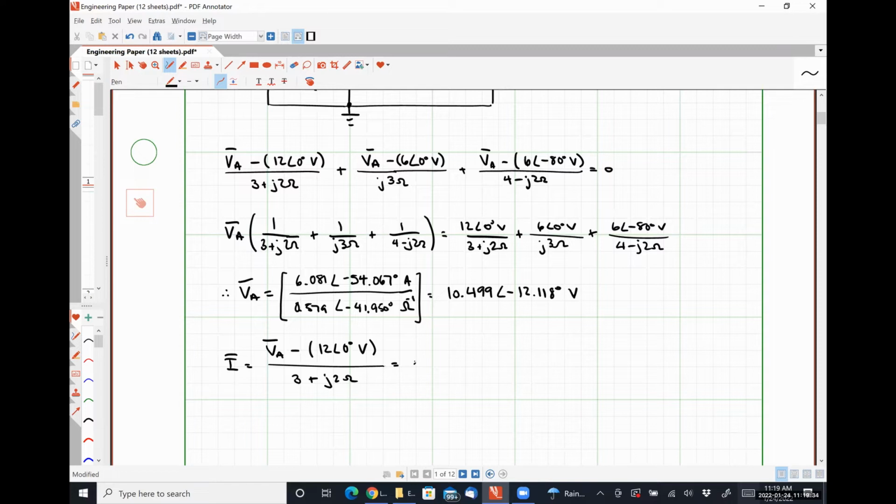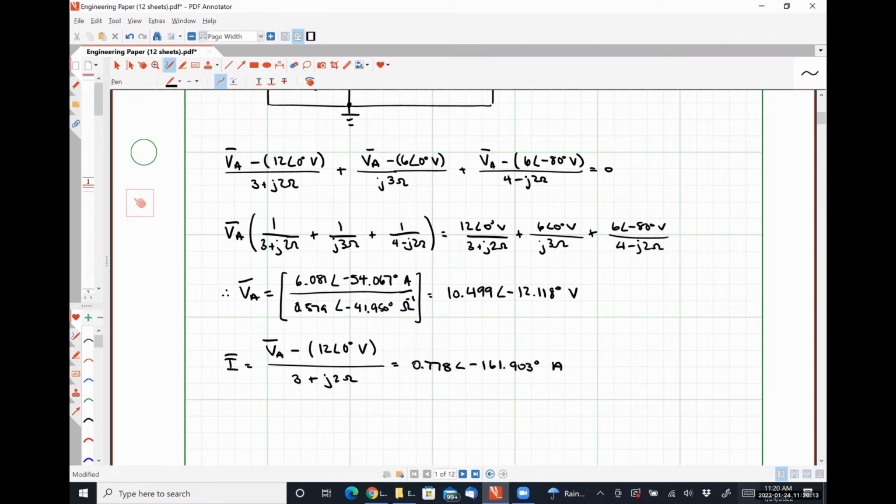Which I get to be 0.778 with an angle of negative 161.903 degrees amps. So solving that problem in effectively 2 steps, I think that's pretty reasonable. That was a very good suggestion, Justin.